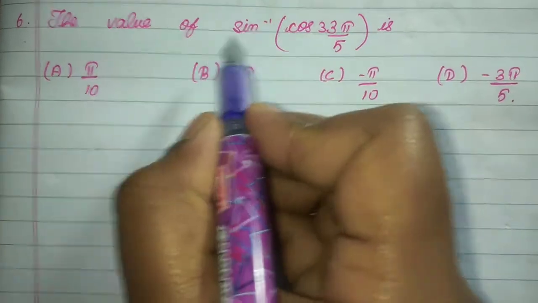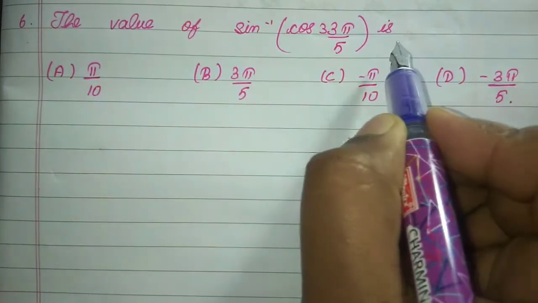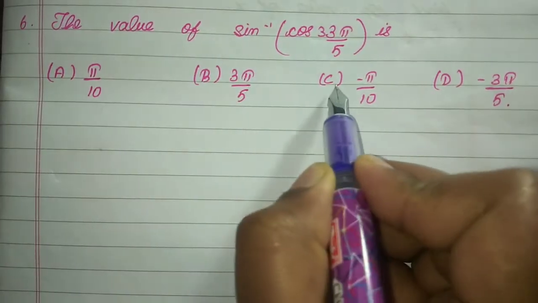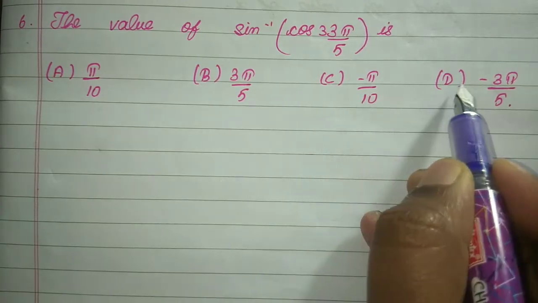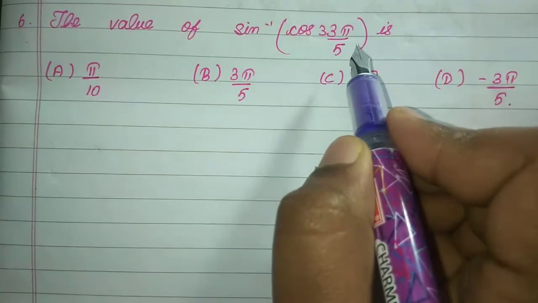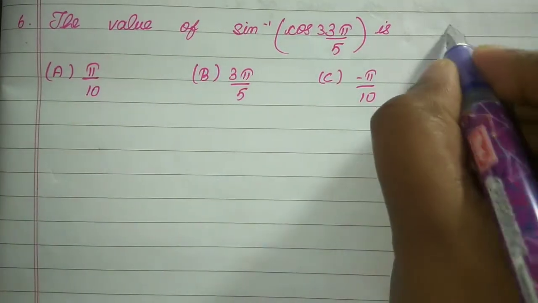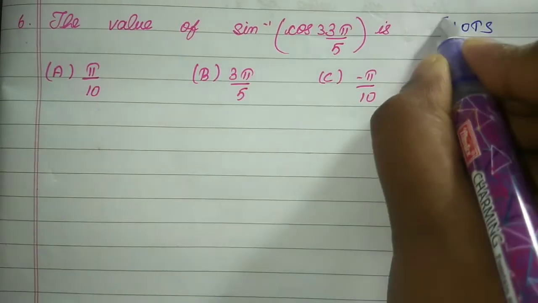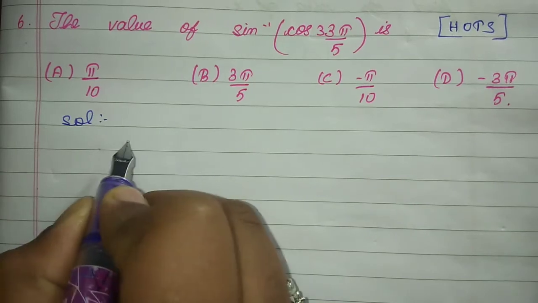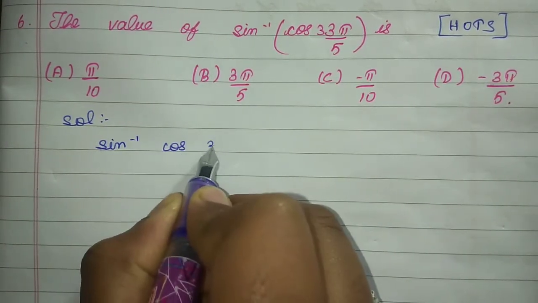Question 6. The value of sine inverse of cos 33 pi by 5 is: option A pi by 10, option B 3 pi by 5, option C minus pi by 10, option D minus 3 pi by 5. Seeing the value here, don't get scared. Here also a little bit of thinking is needed. This is a hot question. So, solution: we have to simplify it, then only we can find the answer.